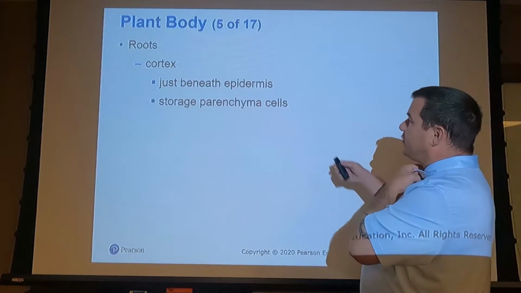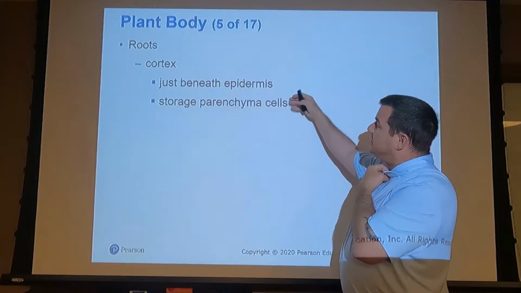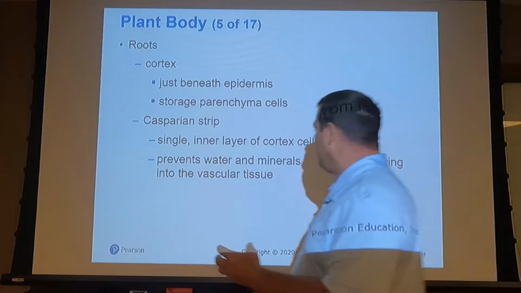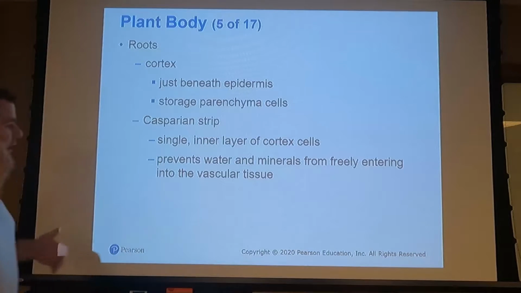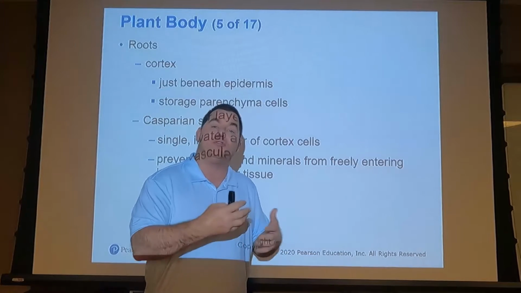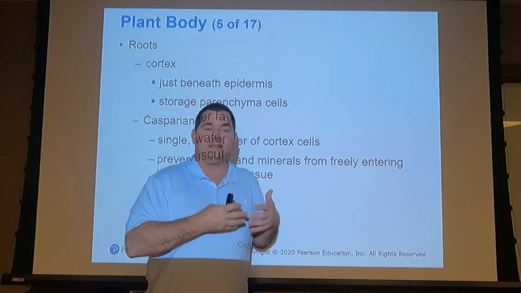So we have our cortex, which is just beneath the epidermis. It's going to be where our parenchyma cells are. Then we have this thing called the Casparian Strip. And so this Casparian Strip is kind of like a gate. It is going to prevent minerals and water from just freely entering, kind of like it meters how much water and how much nutrients get in.